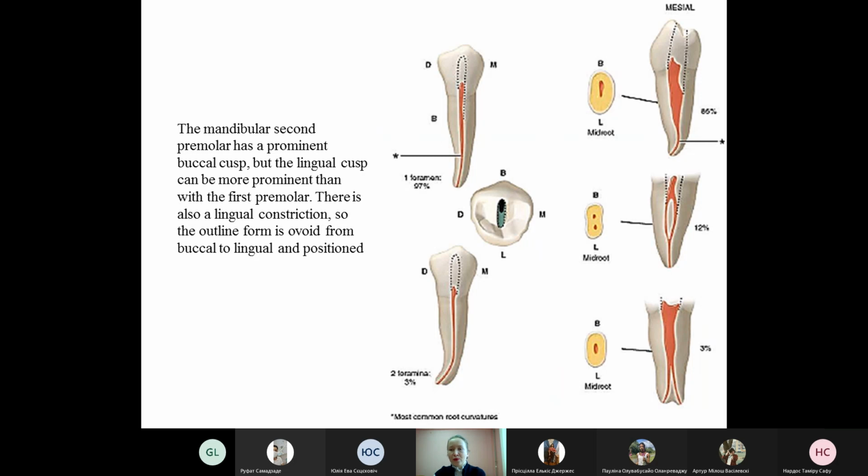So the mandibular second premolar normally has one root and one root canal in 97% of cases. The outline shape is ovoid. But pay attention to these peculiarities of this tooth: two root canals that end in one opening, or one root canal that is divided only in the apical part into two root canals, and two single openings.